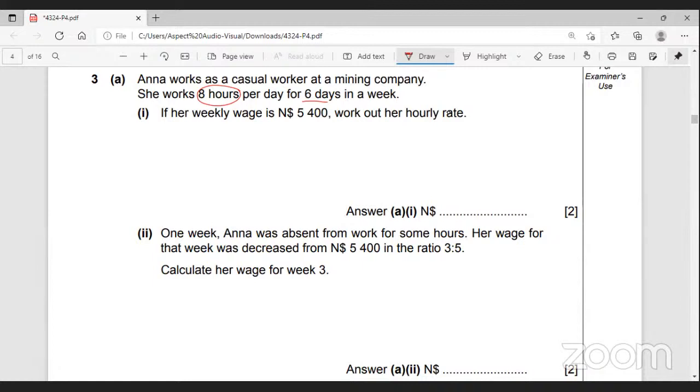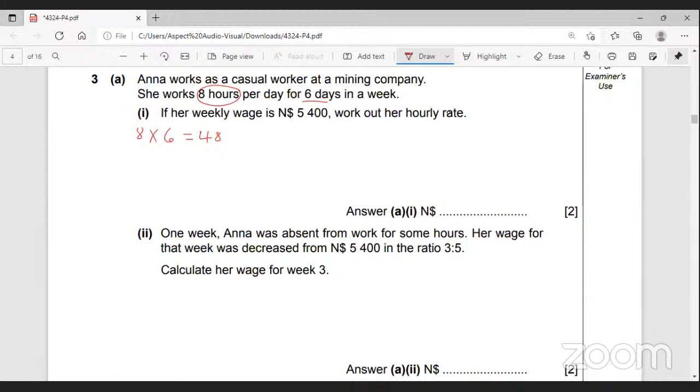All right. So it says Anna works as a casual worker at a mining company. She works 8 hours per day for 6 days. How many hours is she working? So it's going to be 8 times 6 days, isn't it? Because 6 days, today, tomorrow, until the 6th day. So that would be 8 multiplying 6, and then you get 48 hours, isn't it?